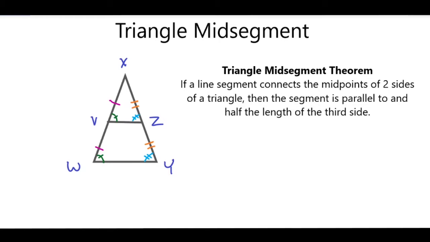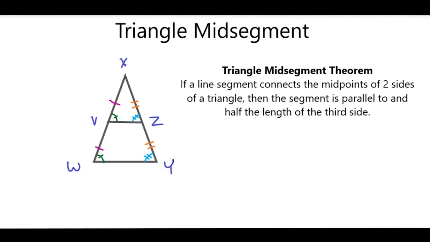Well, here I have a triangle, and it is triangle WXY. And so we'll see here that we have this side of the triangle, and that's line segment WX. And the midpoint of that would be V. And then we have line segment XY, and the midpoint of that would be Z. So if I connect those two, it forms this line segment here, line segment VZ. So what we're saying is line segment VZ and line segment WY are parallel.